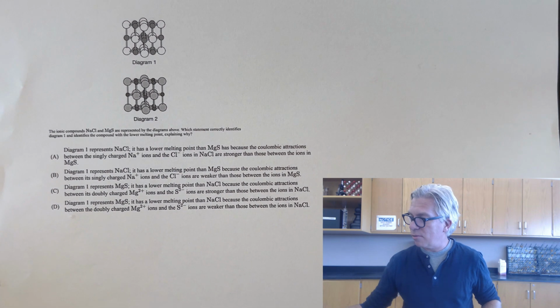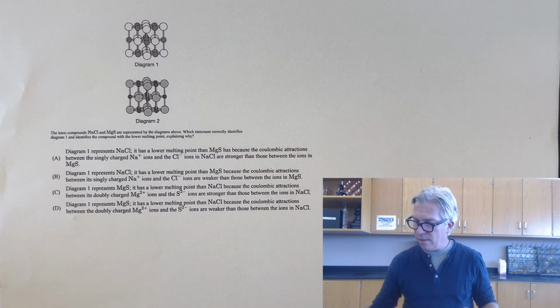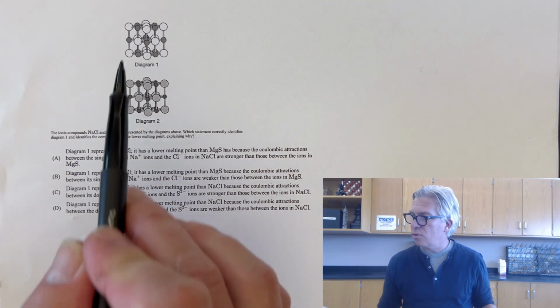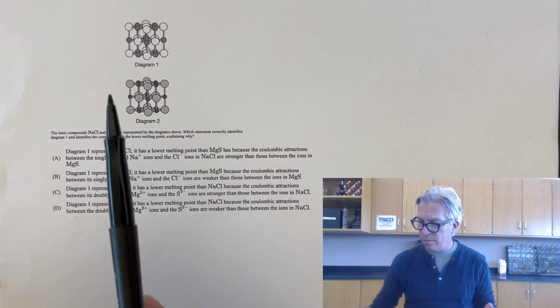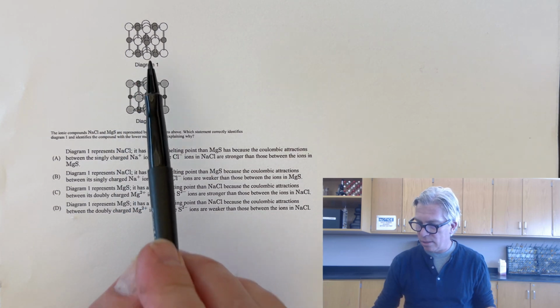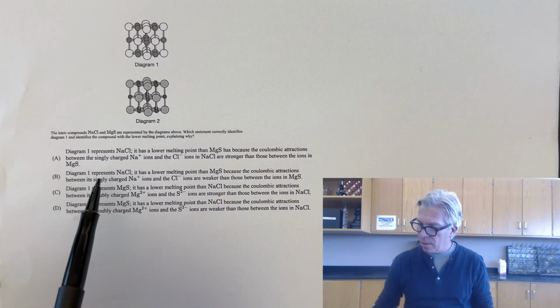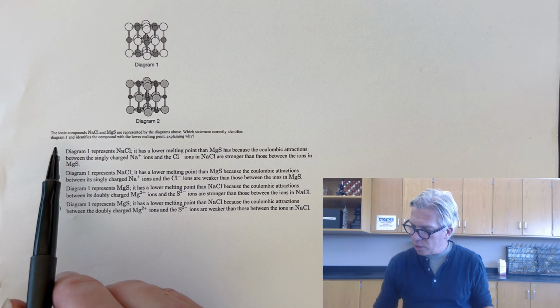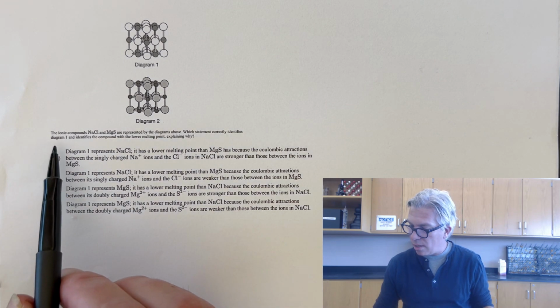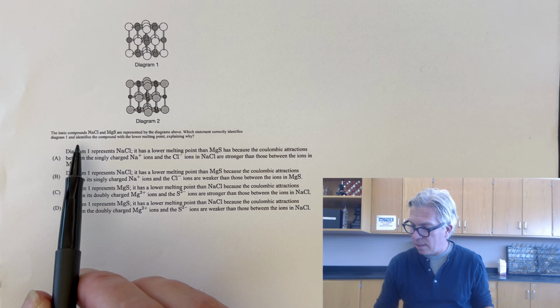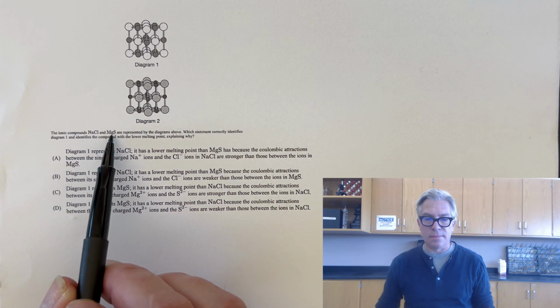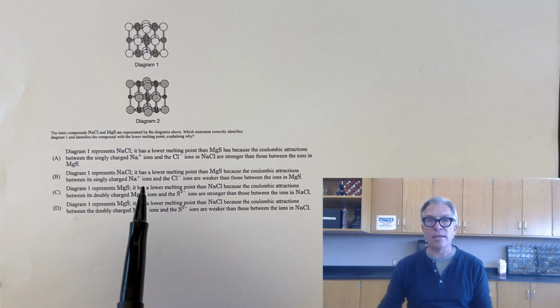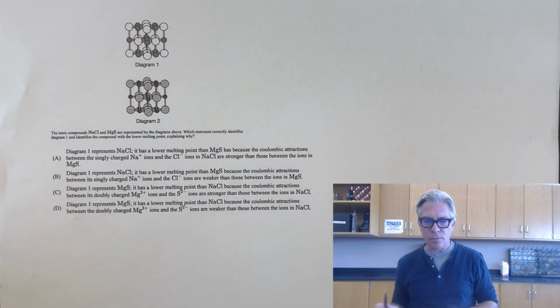All right, this next one made me look twice for a short amount of time. They give us 2 structures. And I looked at them and I'm like, oh, those are ionic. That's great. We got some cations, anions, and so on with these little sticks between them. And it says, which element correctly identifies diagram 1 and identifies the compound with the low melting point? Why? NaCl, MgS. So binary ionic compounds.